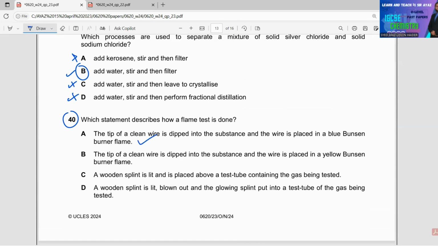For your convenience, I am looking at the other choices also. The tip of a clean wire is dipped into the substance and the wire is placed in a yellow Bunsen burner flame. This is incorrect. We need to have a blue flame because the yellow flame of the Bunsen burner masks the color of ions like Na plus. So this must be incorrect. C, a wooden splint is lit, it's placed above a test tube containing a gas being tested. No, this is incorrect. This is not a flame test. D, a wooden splint is lit, blown out, and the glowing splint put into a test tube of the gas being tested. This is incorrect. A must be the right answer in this case.